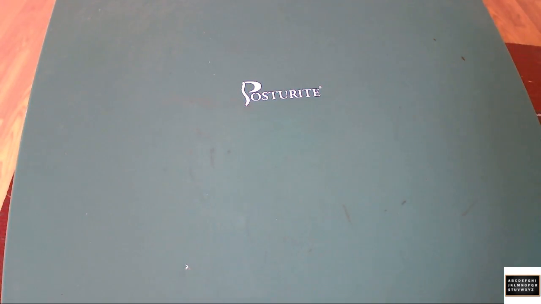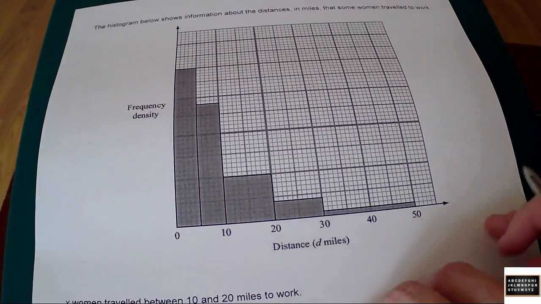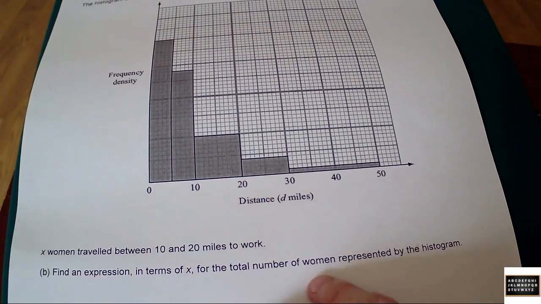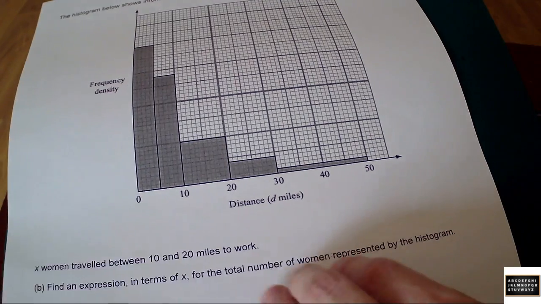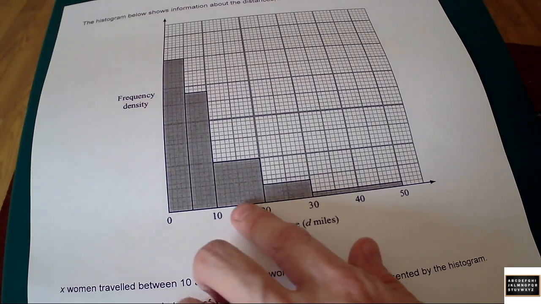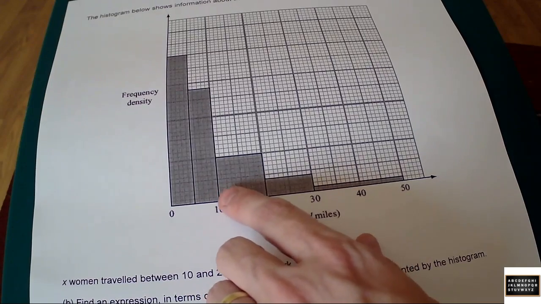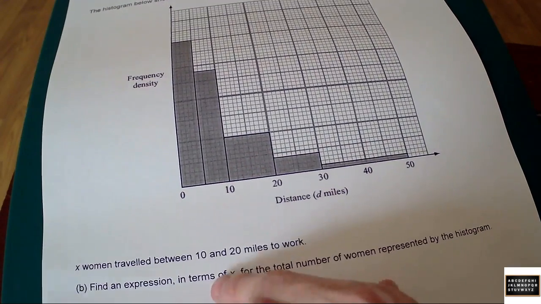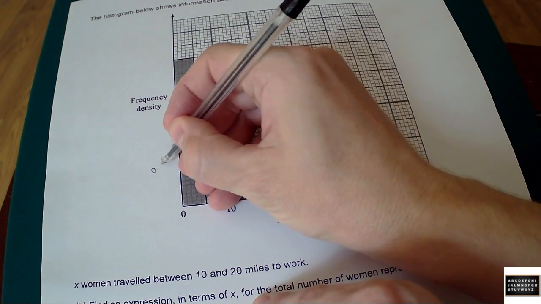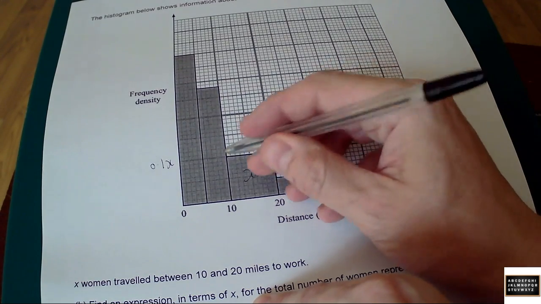Okay. The next question, similar. It's the second half of that question we just saw. It's talking about the women travelling to work, and it says find an expression in terms of X for the total number of women represented by the histogram. It says X women travel between 10 and 20 miles to work. So this is 10 wide. So we know the area of this is going to be X. So what times 10 makes X? Well, it's X divided by 10, 0.1X. So I know that's got to be 0.1X in order for this to be X.